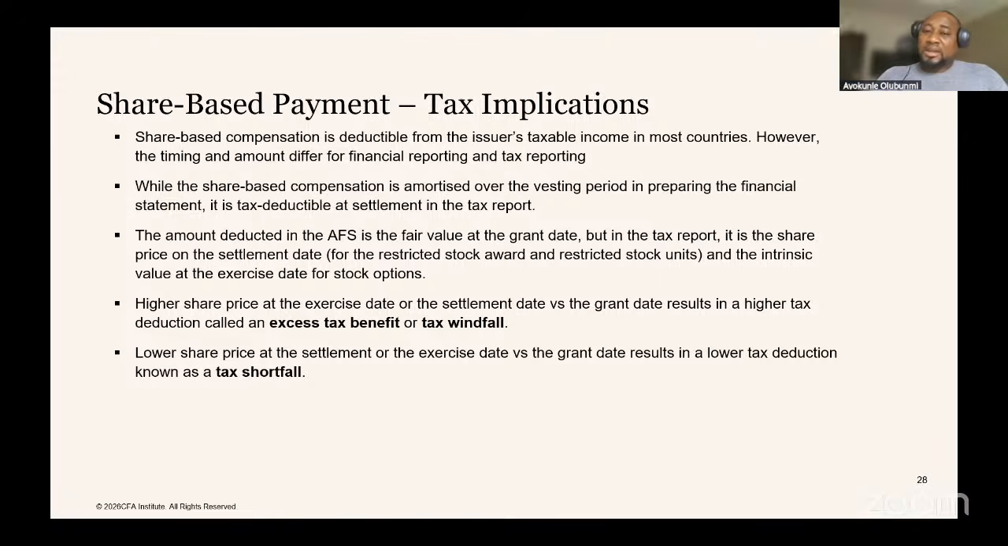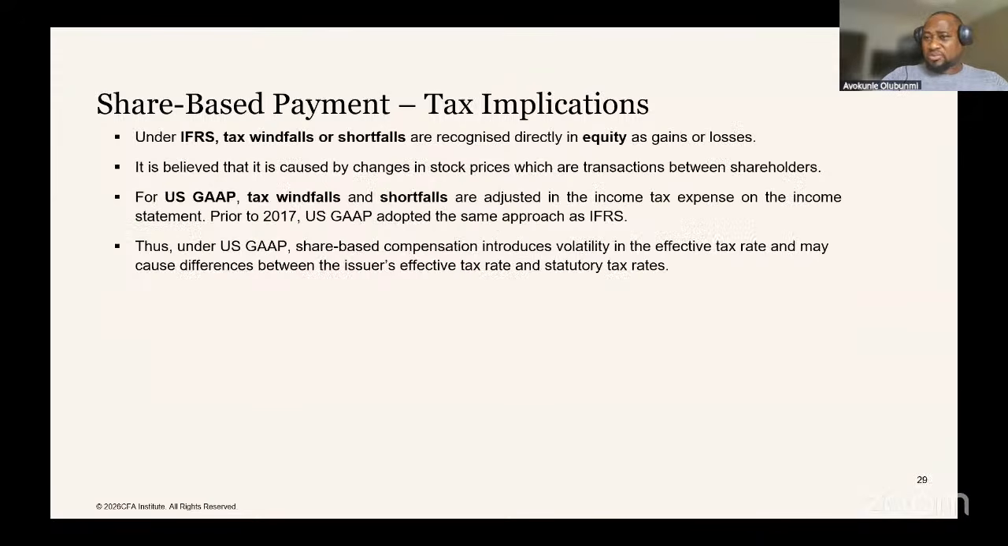The other thing also holds. Assuming it's the other way around, that the share price on the settlement date is lower than what you have on the grant date, then the expense in your financial statement is going to be higher than what you have in your tax report. In that case, you have a tax shortfall, because you need to pay more than what you provided for in your income statement. Of course, know that the tax expense in your income statement is more like a provision. It's your tax report that will determine ultimately how much tax you pay.